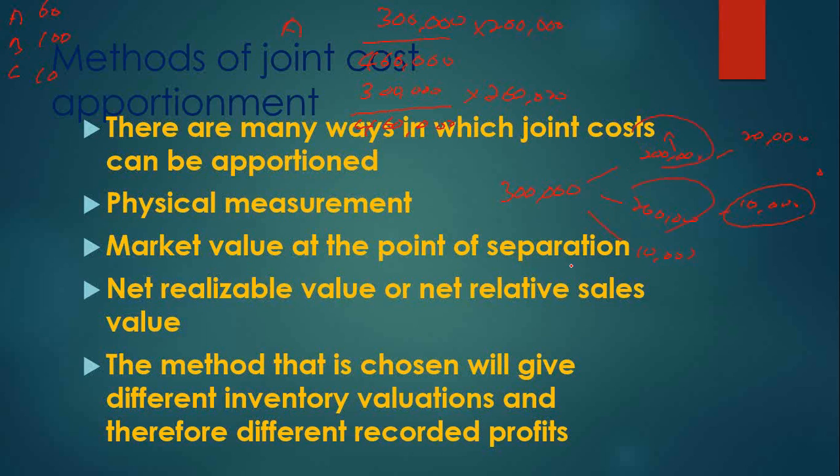So in that situation, the 300,000 you divide by 460,000 and multiply by 200,000 to get the cost for the first product. So it comes to 130,000, let's say 400. And for the other product, it is 300 divided by 460 into 260, which is 170,000. So can you see? Now it's another method.